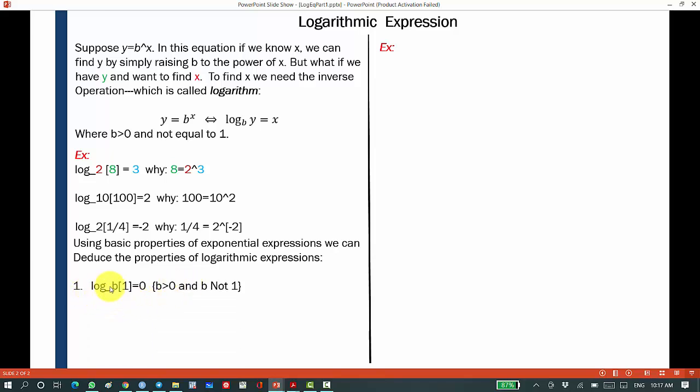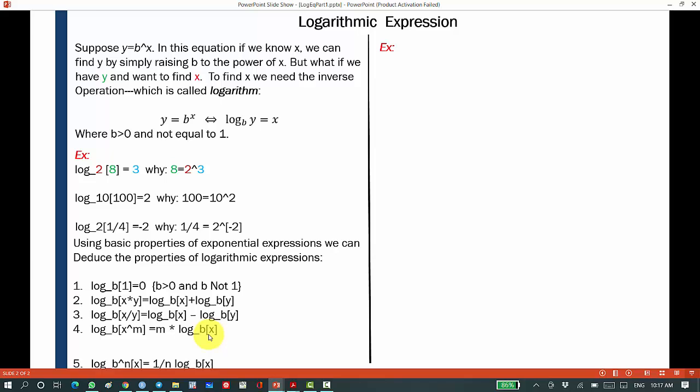Using the properties of exponential expressions, we can deduce the properties of the logarithmic expressions, such as log base b of 1 is 0 because b to the power 0 is 1. Log base b of x times y is equal to log base b of x plus log base b of y. That is, this multiplication is transformed to summation. Log base b of x over y is equal to log base b of x minus log base b of y. Log base b of x to the power m, this m moves at the front of the logarithm, and it becomes m times the log base b of x.